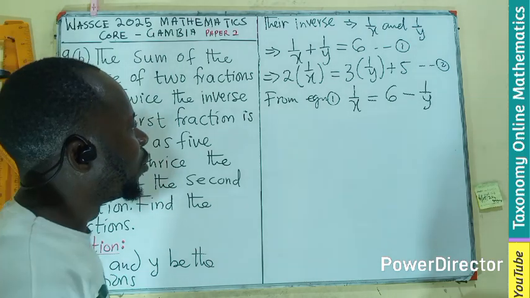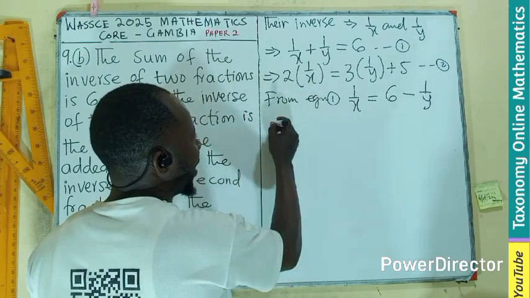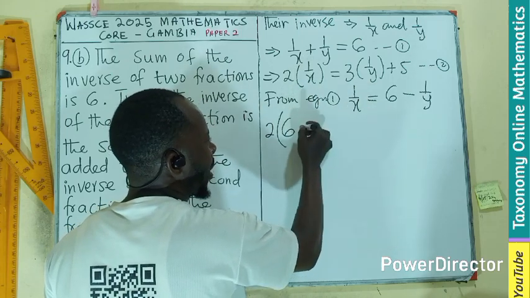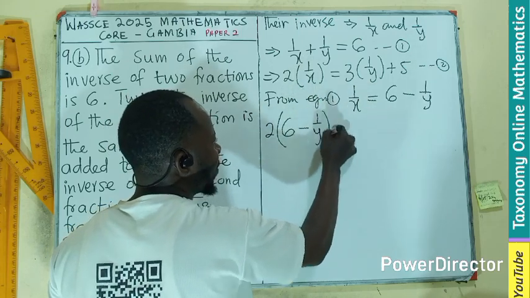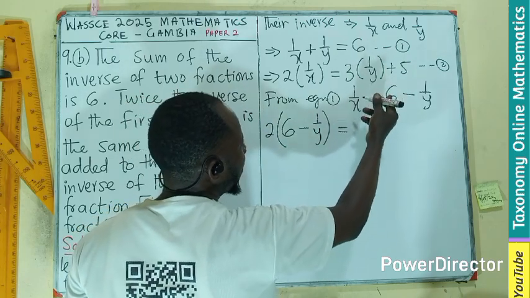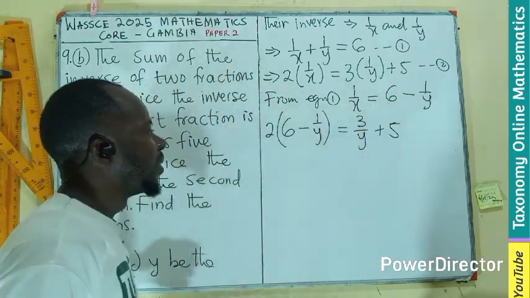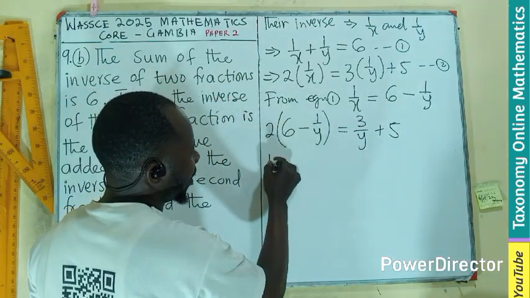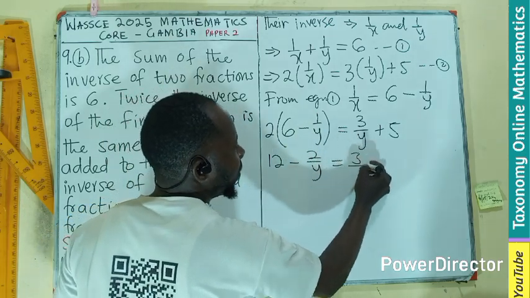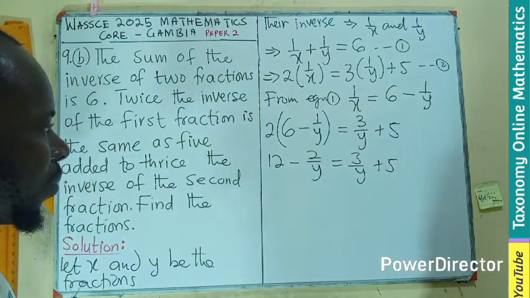Let's move on and say that if that is the case, we put it into the second equation, making our 2 into bracket 1 on x, which is now 6 as a whole number, minus 1 on y, equals 3 on y plus 5. I think here I can expand. Let me expand this and see. This becomes 12 minus 2 on y equals 3 on y plus 5. Okay, I think I'm going somewhere.